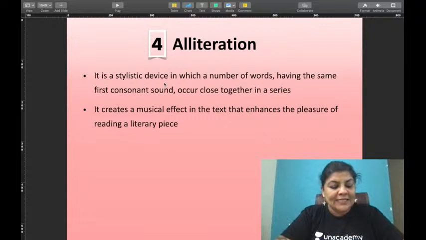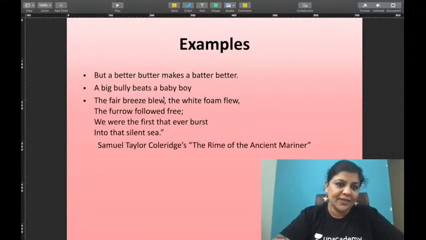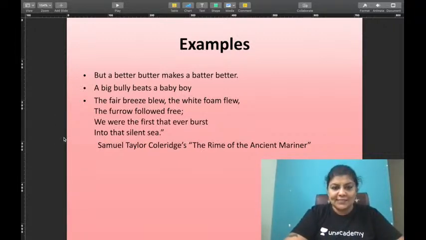Alliteration, all of you know. Alliteration is a stylistic device in which consonant sounds are repeated. Alliteration creates a musical effect. That is why alliteration is used. Good examples I have here from Samuel Taylor Coleridge's Rime of the Ancient Mariner: a fair breeze blew, the white foam flew, the furrow followed free. Fur sound repeated. Repetition of consonant sounds is called alliteration.